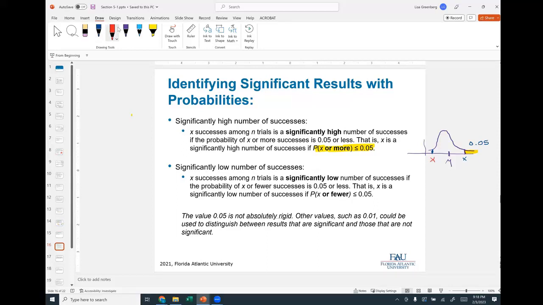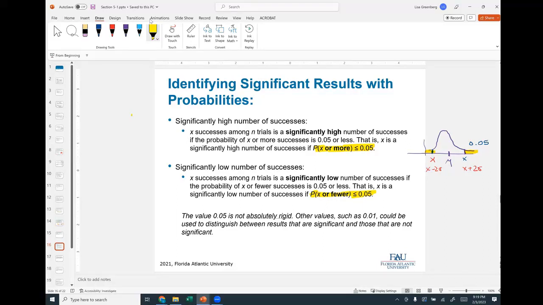This would be X plus 2 times the standard deviation, if I could find it. And this is X minus 2 times the standard deviation. So anything lower would be the area under the curve to the left of that line. And that would have to also be P of X, X or fewer, is the probability is less than 0.05. Okay, or that area is that small.